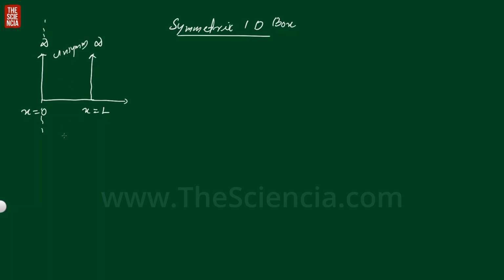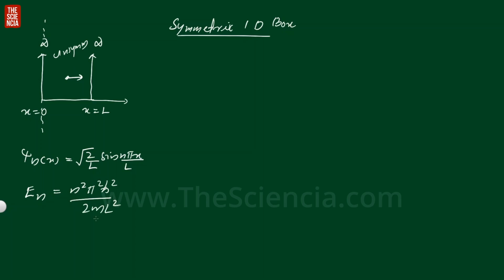And we got the Schrodinger equation solution for the particle inside an unsymmetric box. What is that? That is psi n of x is equal to root 2 by L sin n pi x by L, and the energy we obtained as E n is equal to n square pi square h bar square by 2 m L square, right? Now we want to find out the wave function and energies of a symmetric box.